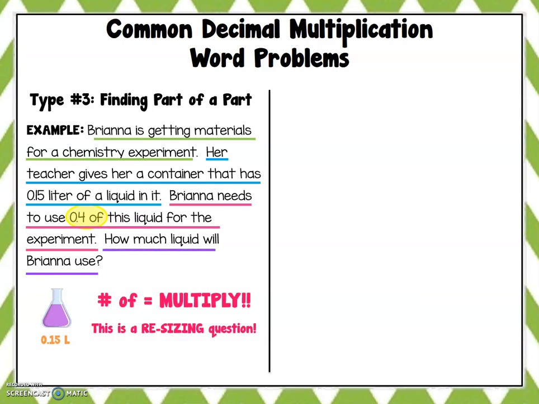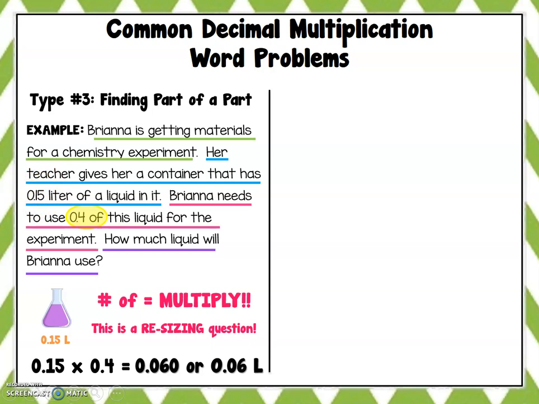So now, when we have to find how much liquid we will use, we're really resizing it. So I'm taking that 0 and 4/10 and multiplying it by the 0 and 15 hundredths, which I know would give me a final answer of 0 and 60 hundredths liters. This is a finding part of a part question because I'm taking a small piece, something less than 1, of an amount that's already less than 1.